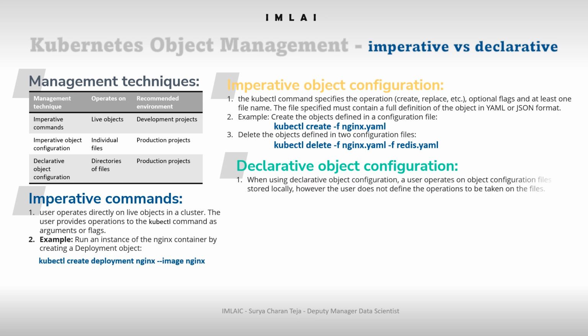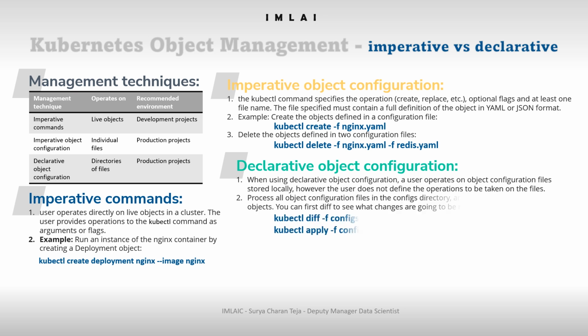So note that declarative object configuration retains changes made by other writers even if the changes are not merged back to the object configuration file. This is possible by using the patch API operation to write only observed differences instead of using the replace API operations to replace the entire object configuration. So now let's look into some of the examples.